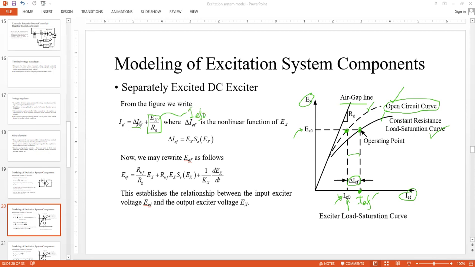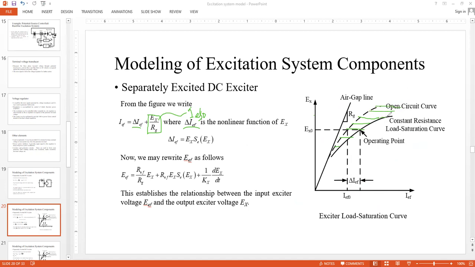So simply we are writing IEF equals delta IEF plus IEF0, where delta IEF is the nonlinear function of EX. You see this gap: as I said earlier, this gap would only change if you change your EX. Why is it called a function of EX? It is of course a function of EX, that's clear, but it is a nonlinear function. Why is it nonlinear? Because of its nature. You can see this gap is not constant, it's increasing.